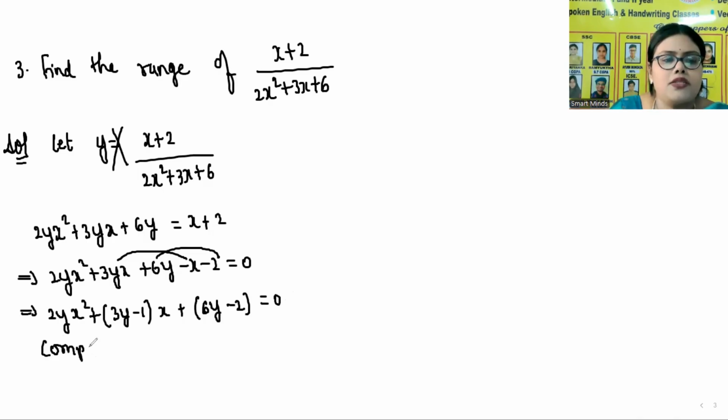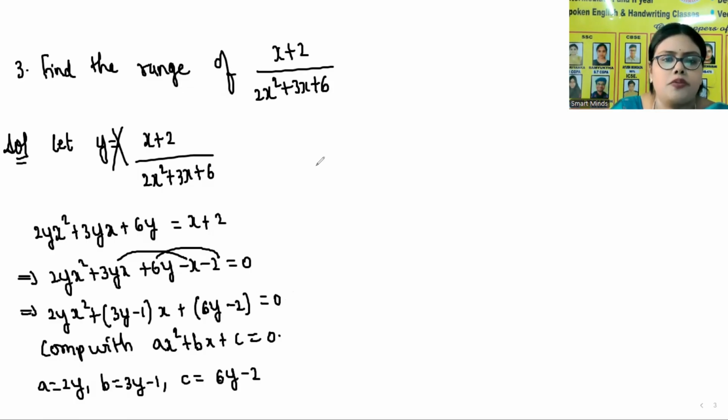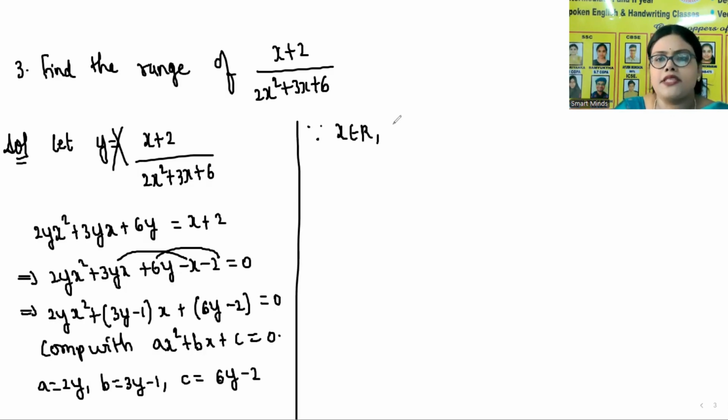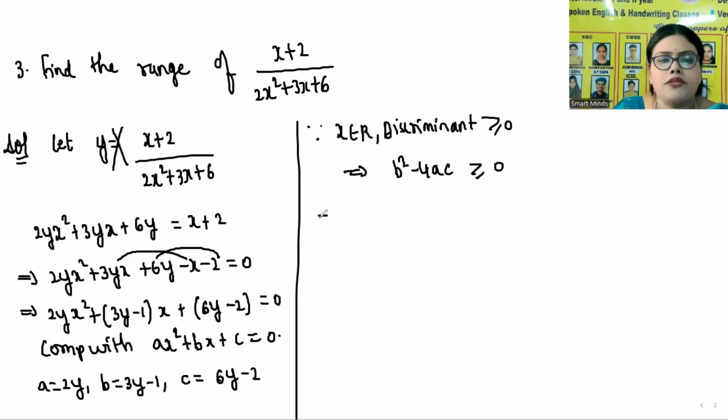Now comparing this with the standard quadratic form, that is ax square plus bx plus c is equal to 0. In the place of a you have 2y, in the place of b you have 3y minus 1, in the place of c you have 6y minus 2. Now since x belongs to R, or you can write since x is real, discriminant is greater than or equal to 0. What do you mean by discriminant? b square minus 4ac is greater than or equal to 0.